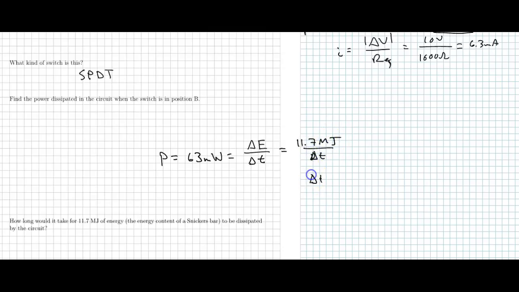So if I solve for it, delta T is going to be 11.7 times 10 to the 6th joules, that's mega, right, million, over 63 milliwatts, that's 0.063 watts. 1 watt is 1 joule per second, which means that the joules will cancel, the seconds being in the denominator of the denominator will go up, and I will get a time in seconds, which is good, because that's what I was expecting. But I want to check it out, because if the units didn't work, then my number definitely wouldn't be right.